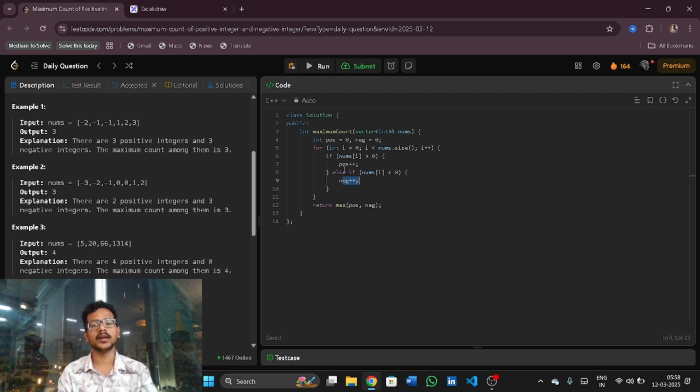It won't be like else negative plus plus, because that will also consider zeros as negative. That's why else if nums of i is less than 0, then only increment the negative count. So at the last, return the maximum of positives comma negatives. So this is how we solve this problem.